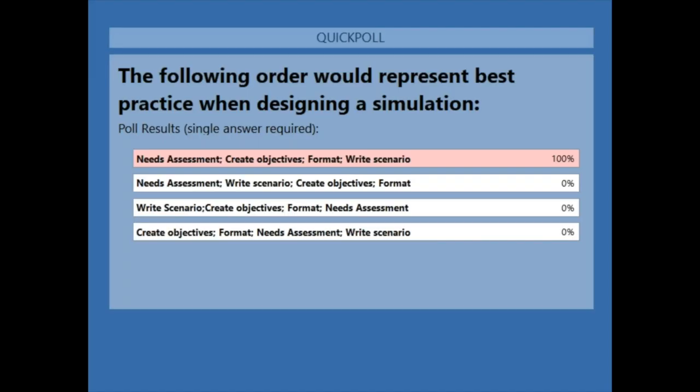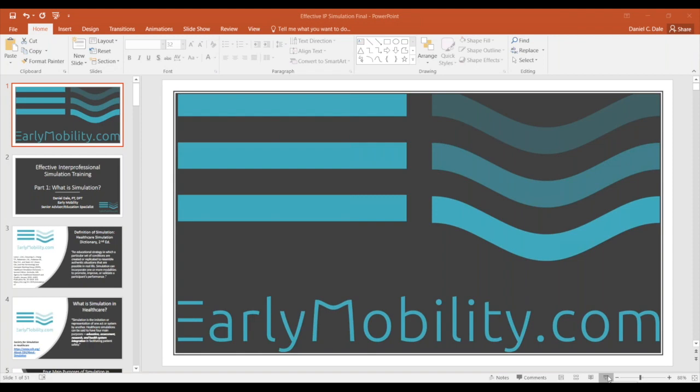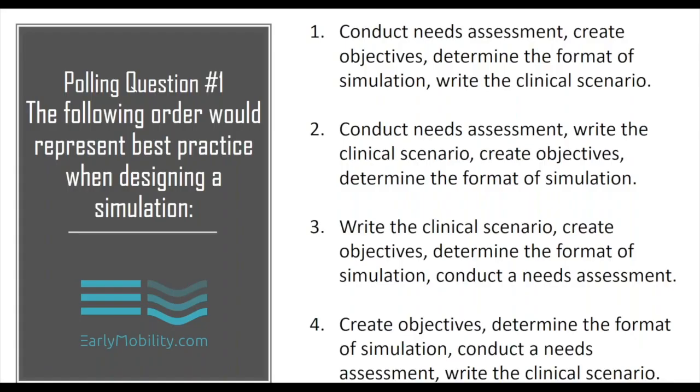So results are in. 100% said needs assessment first, then create objectives, then select your format, and then lastly, write your scenario. That's exactly right. So yeah, you want to really go through that needs assessment first. And again, that's where I find individuals sometimes struggle, is forgetting to do the needs assessment and then going through the objectives. All right.